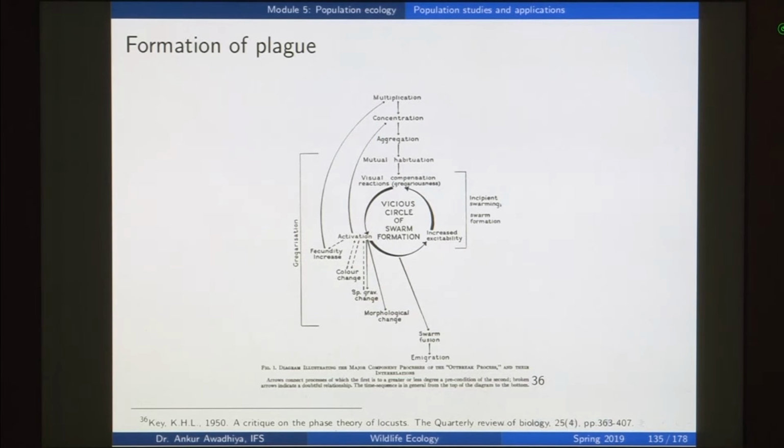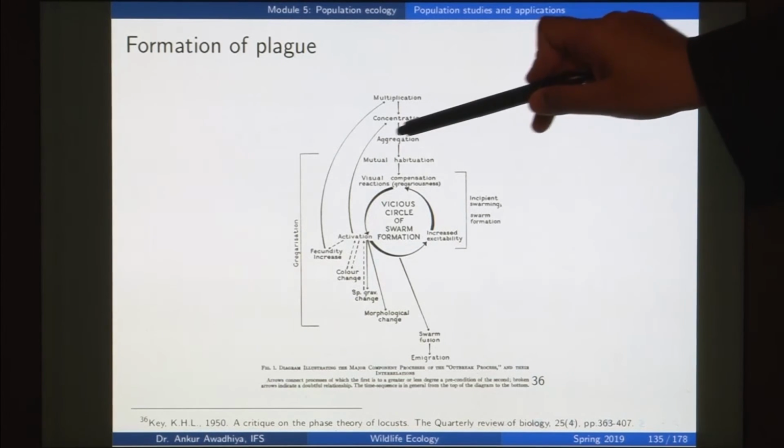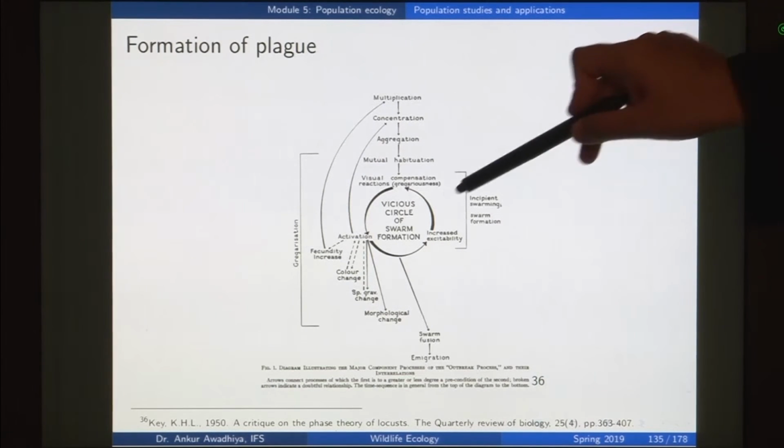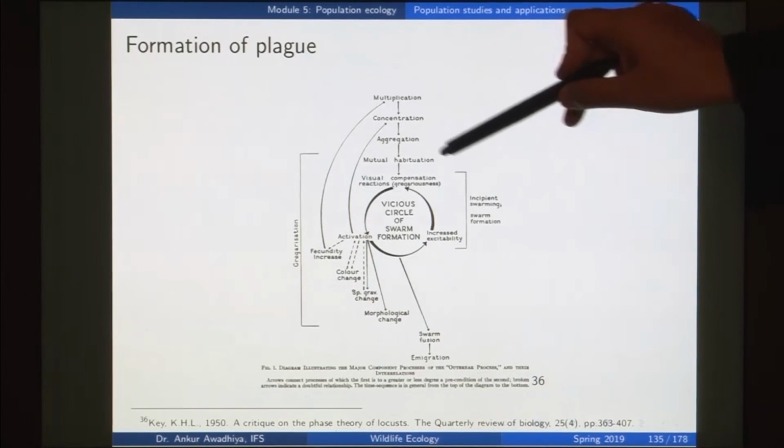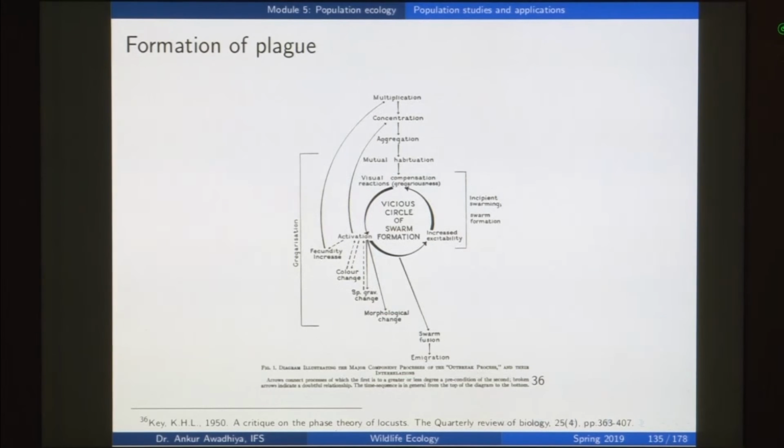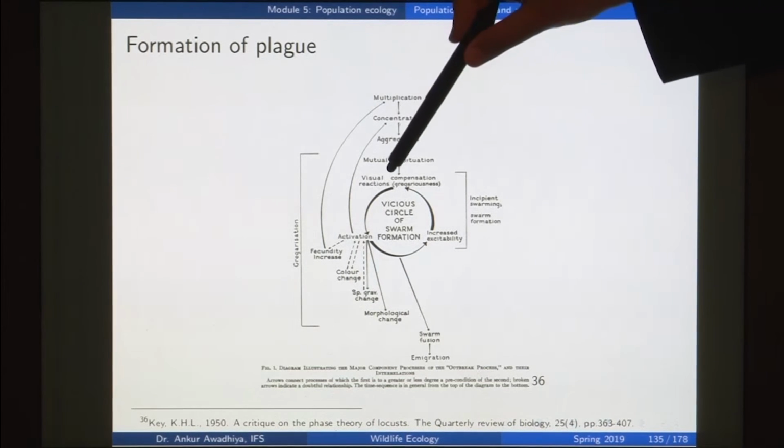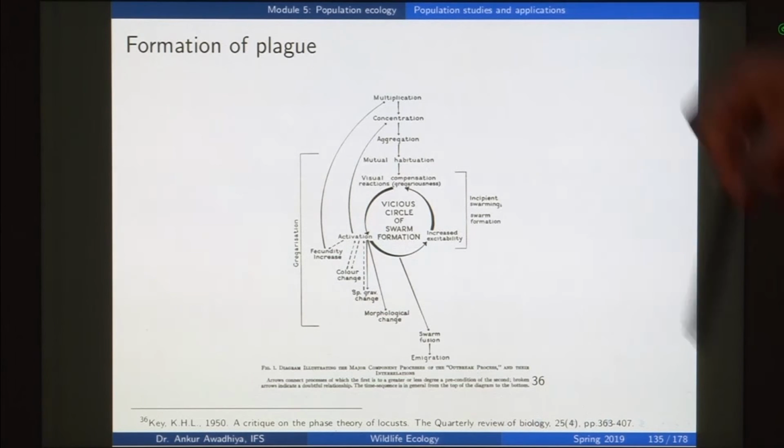Now, when you have a higher concentration, most of the larvae tend to go towards the gregarious style, and once that happens, you have more aggregation, there is a mutual habituation and a visual compensation. Essentially, when all these larvae are together, they are seeing each other at very close proximity, they are smelling each other at very close proximity, and because of that it leads to certain reactions which make it into a swarm.